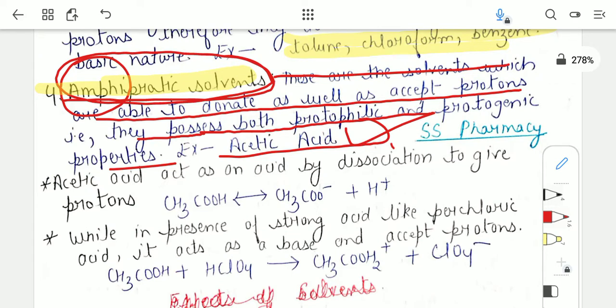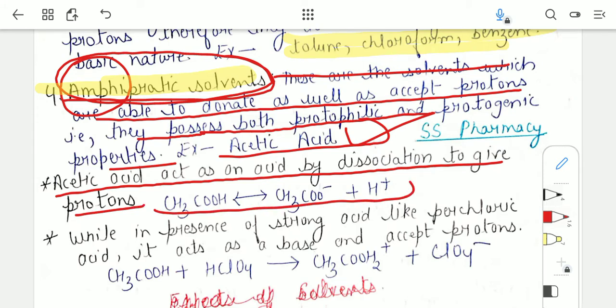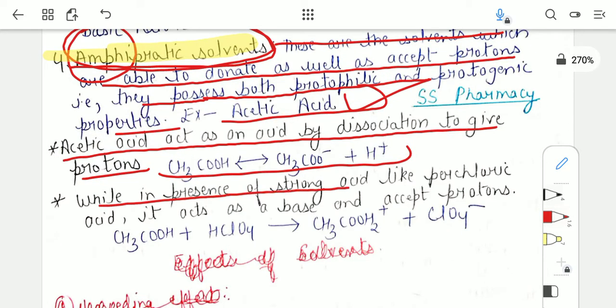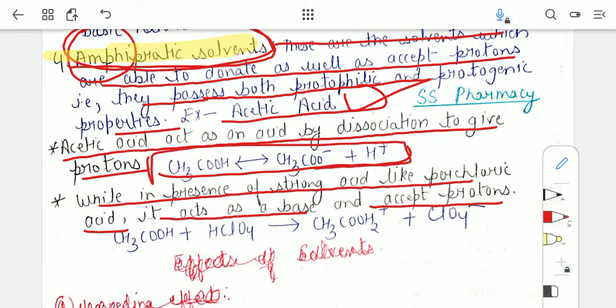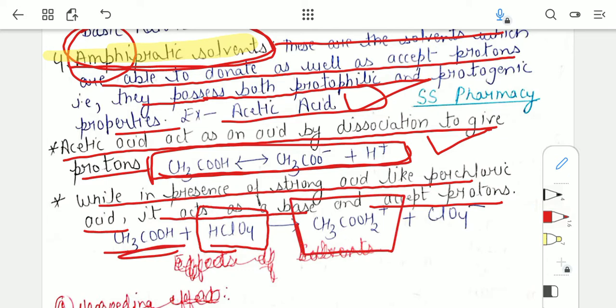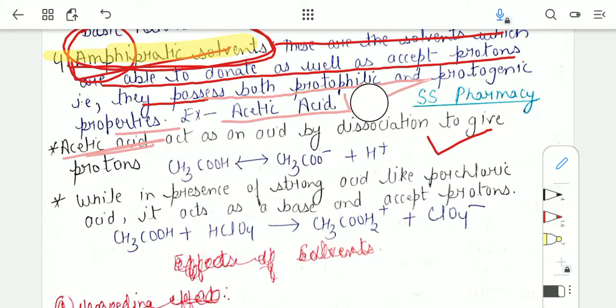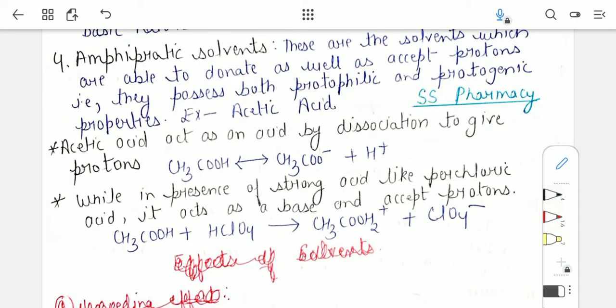Acetic acid acts as an acid by dissociation to give protons. While in the presence of a strong acid like perchloric acid, it acts as a base and accepts protons. Usually acetic acid gives H positive ions and acts as an acid, but in the presence of perchloric acid, which is a stronger acid than acetic acid, it behaves as a base and accepts a proton. This is how acetic acid behaves as an amphiprotic solvent, which means it can gain a proton and it can also lose a proton. So this was all in today's video.